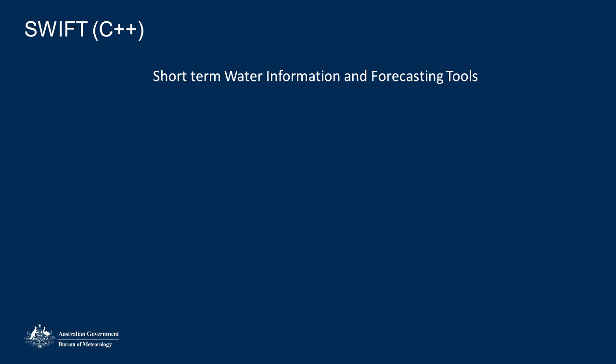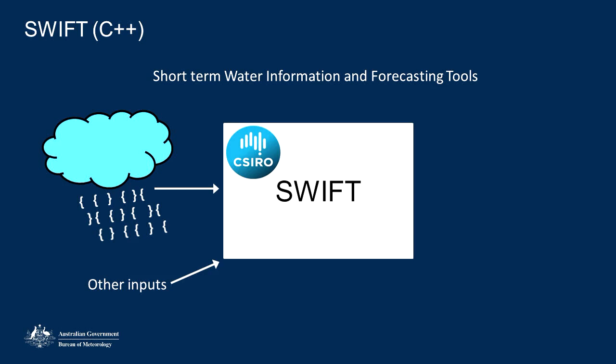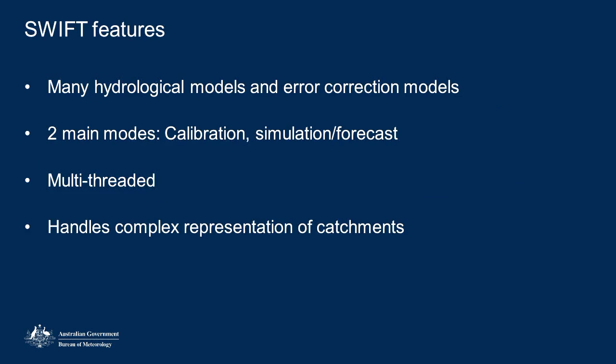SWIFT stands for Short-Term Water Information and Forecasting Tools. This is the basic way it is used. This is rainfall, so just a time series, and other inputs as well. It goes into SWIFT, so C++ SWIFT. SWIFT is developed by CSIRO and is used by the Bureau through an agreement between the two organizations. So SWIFT does its thing, and you get streamflow as an output. It's actually more complex than that, but I'll skip the details.